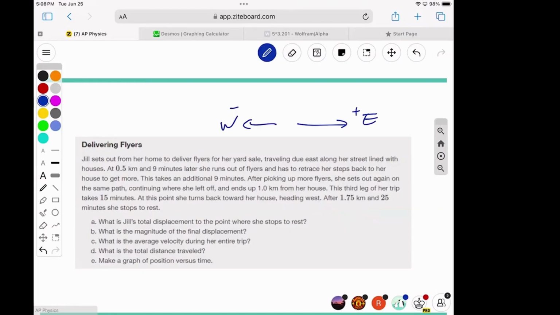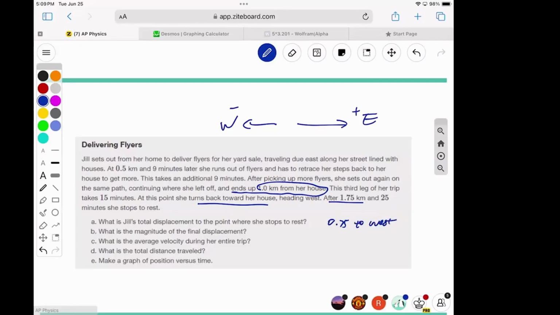Well, the key thing is that here it says she ends up 1.0 kilometers from her house. That's still going east, right? And then the third leg of the trip is going backwards towards her house, and she goes 1.75 kilometers. So it's 1 plus 1 and then minus 1.75, because this is going backwards. So we're going to get negative 0.75. So we're 0.75 to the west. That's the final position. I would just say 0.75 to the west.